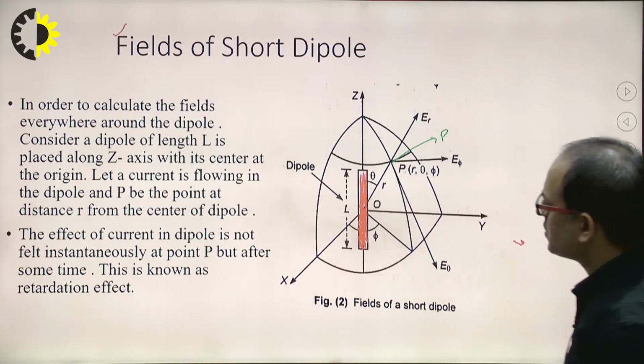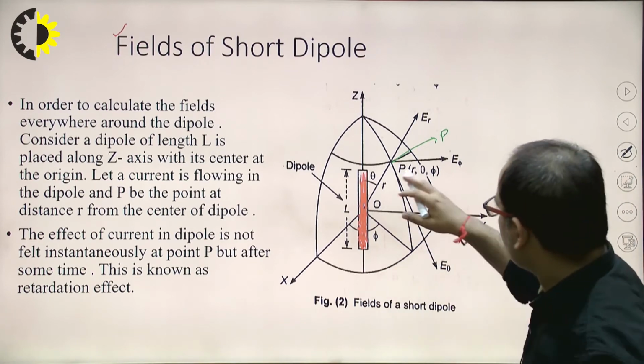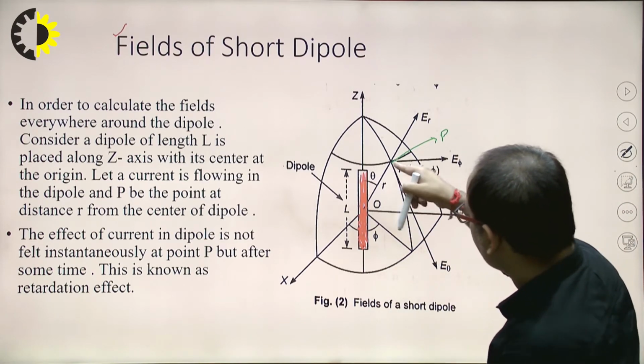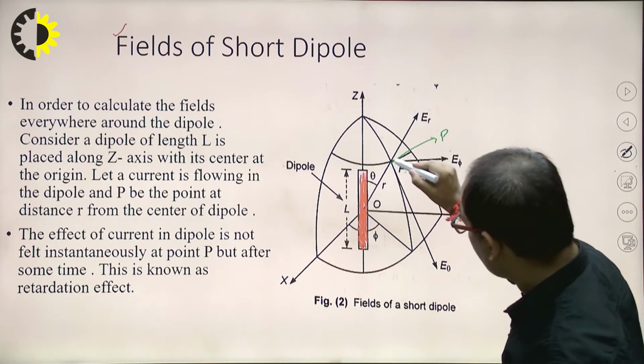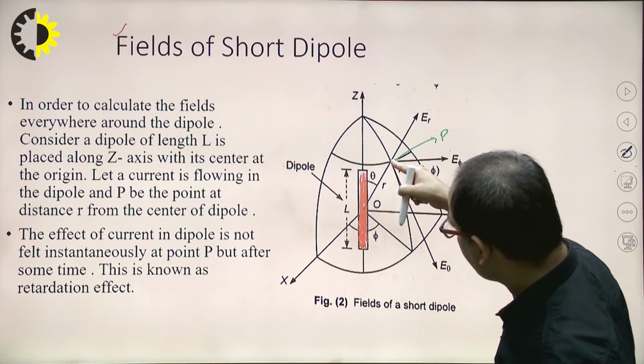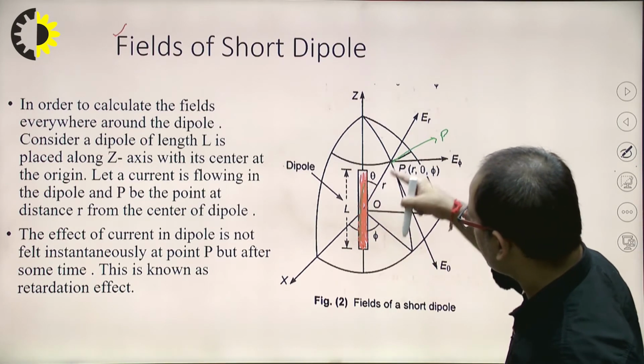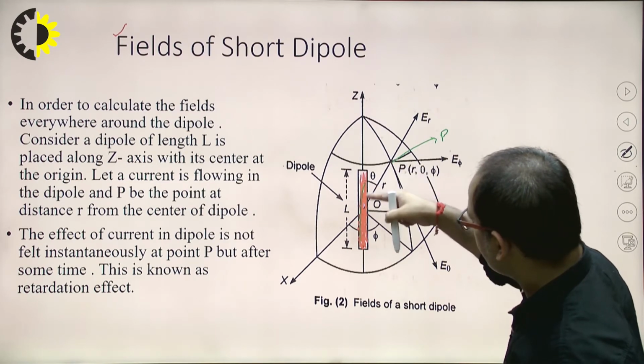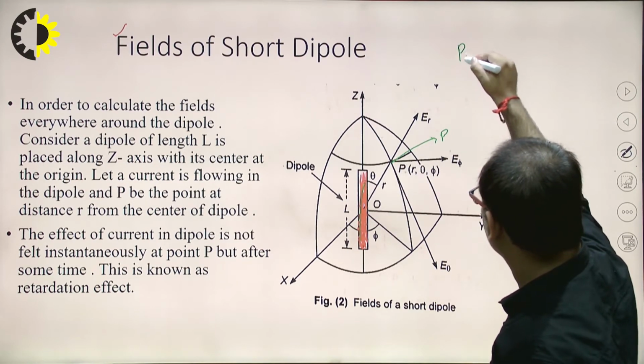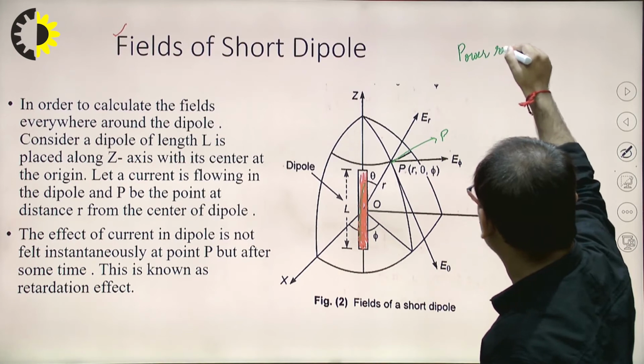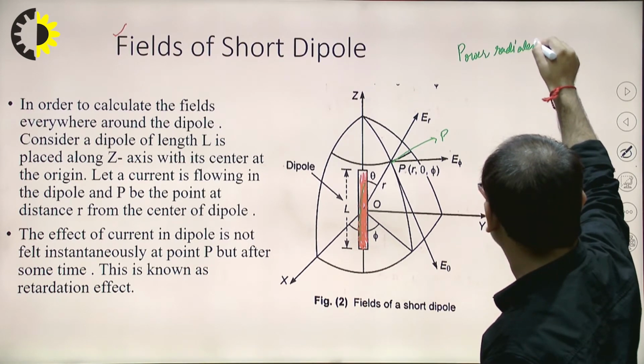Now, first see, after calculating the electric field and magnetic field, I want to calculate the total power radiated by the dipole.